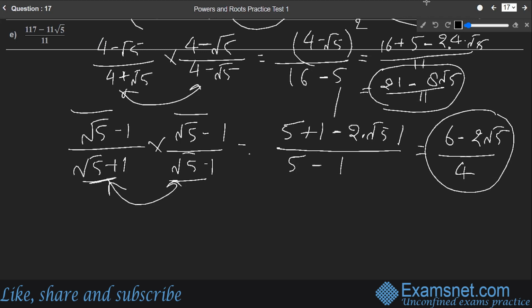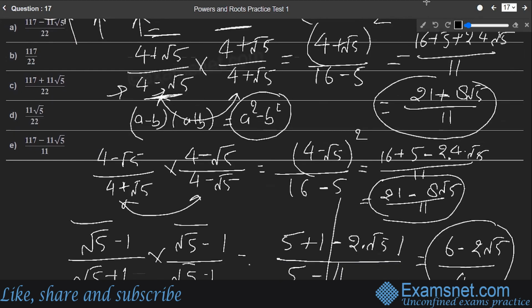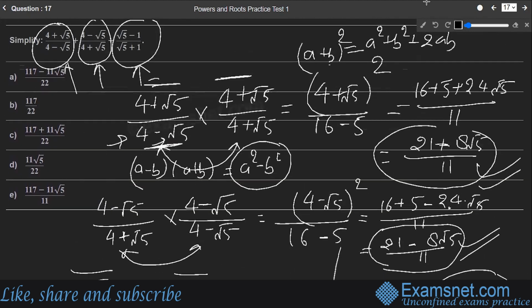Now we have three terms over here. If you see it carefully, 21 plus 8 root 5 by 11 is the first term, the second term is 21 minus 8 root 5 by 11, and this is finally the third term. They all were separated by a plus, so let us just keep on writing their values.